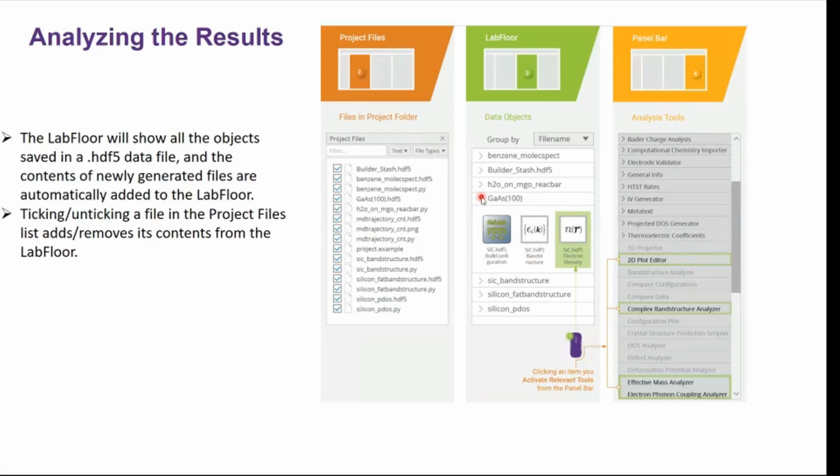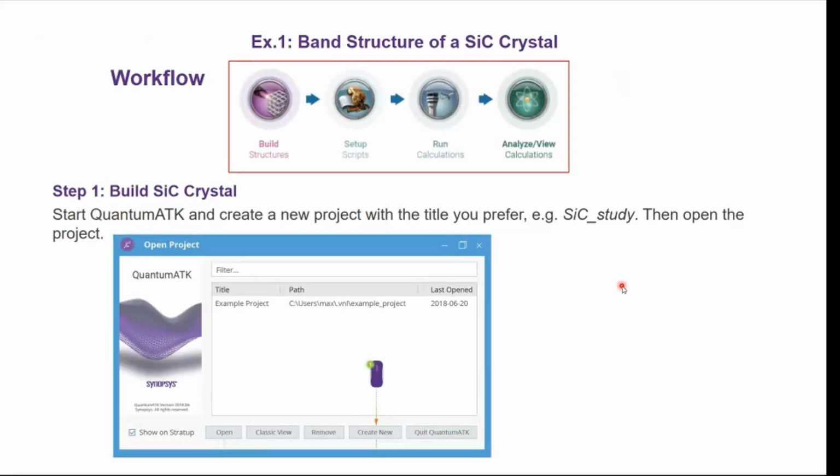Now once you expand this one, you can see gallium arsenide with 100, and you have three things: band structure and electron density. Which one do you want to see first, the band structure or the electron density? Once I click this, you have options to click here, or if you click the band structure, it will show you the output. Now for the electron density, these are the things we have to do.